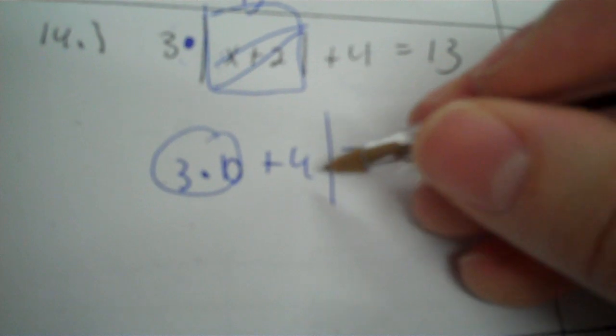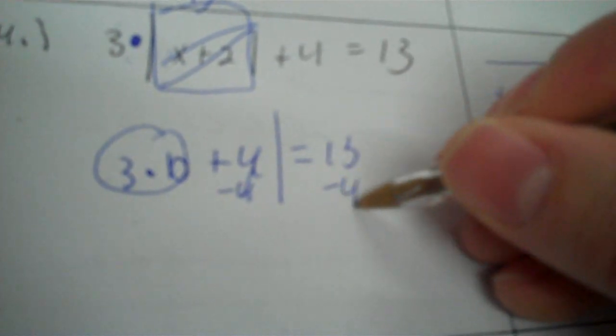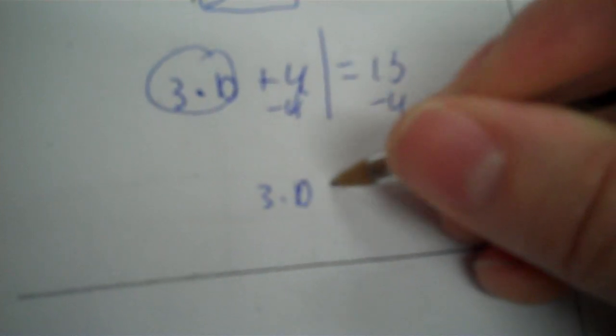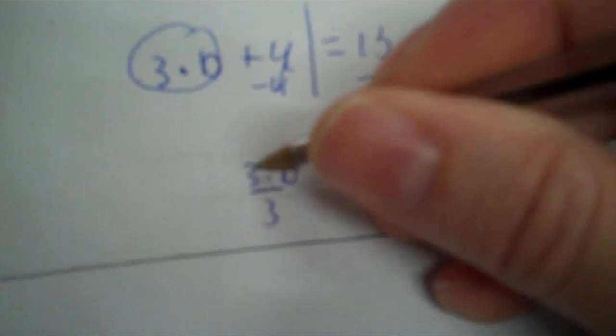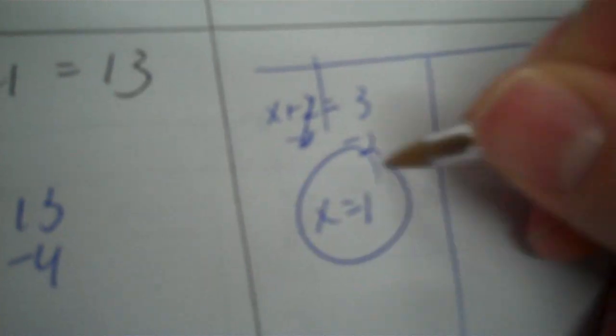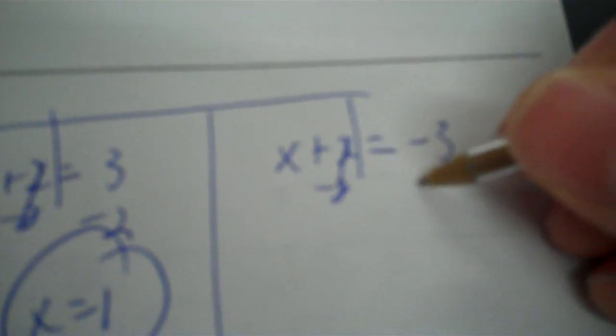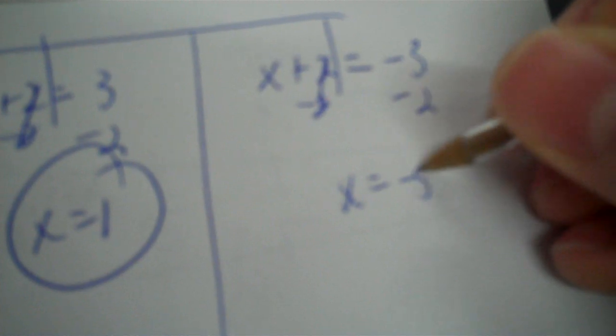Now you get d by itself. Okay? You get a minus 4 and divide by 3. So it's 9. Then divide by 3, and d equals 3, but that could be 3 or negative 3. Minus 2, I get 1. Minus 2, we get negative 5.